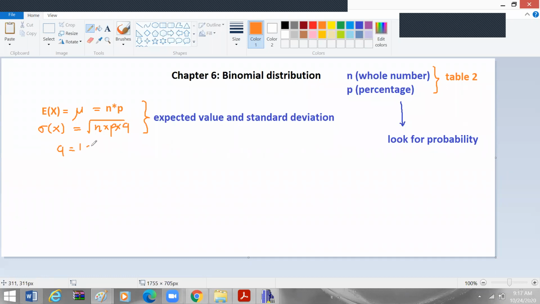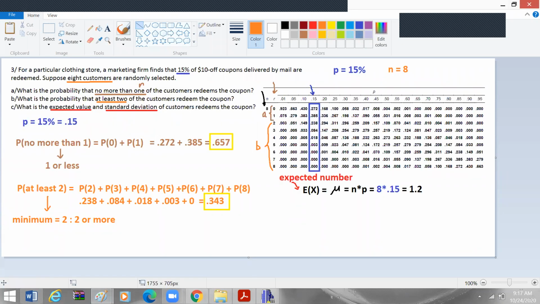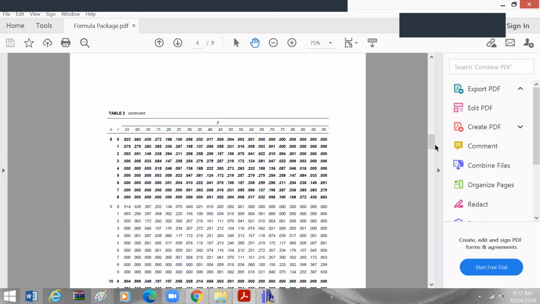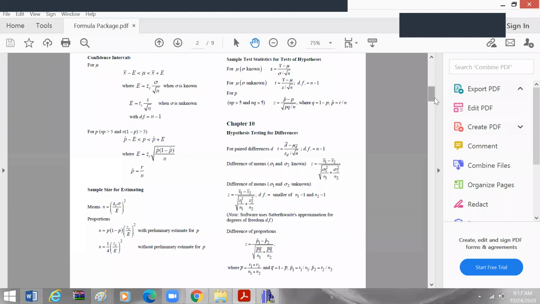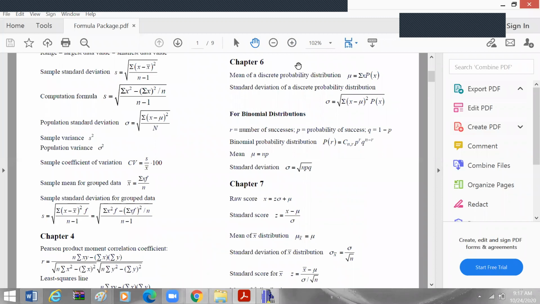It doesn't necessarily have to be a q, but I feel like it's important to do so because we don't make mistakes. This is what I learned from past experience. If I don't put out the q, then we can't solve the problem. So what is the q? The q will be the chance that people do not redeem the coupon. So the standard deviation for chapter 6 will be the radical of n times p times q, where q equals 1 minus p.